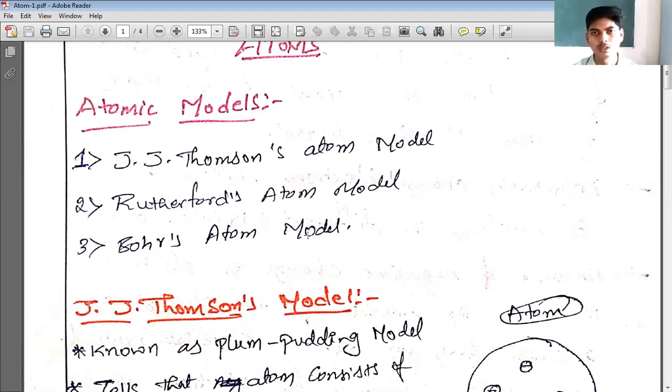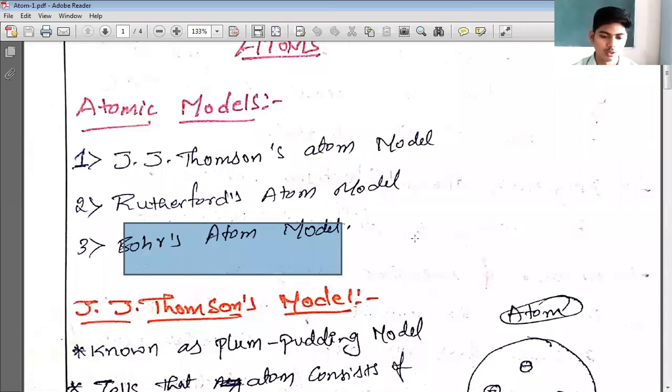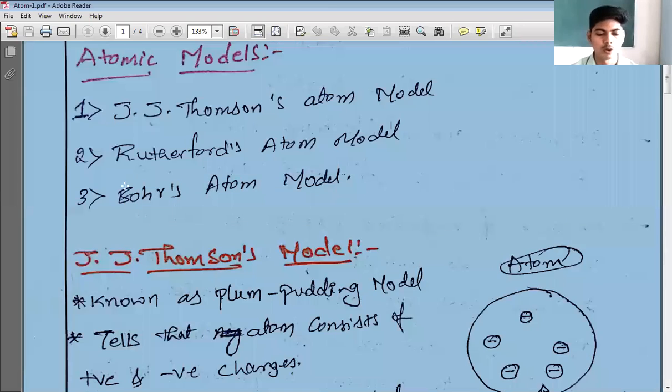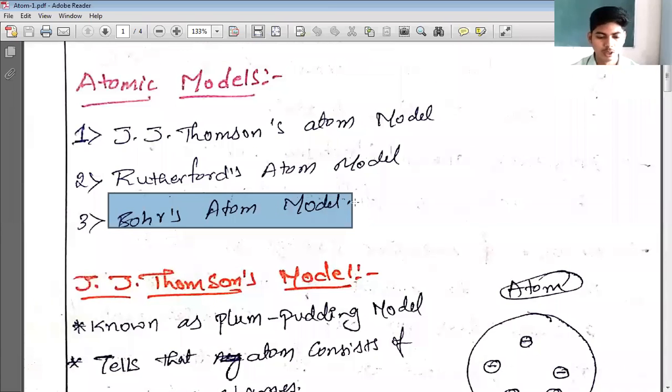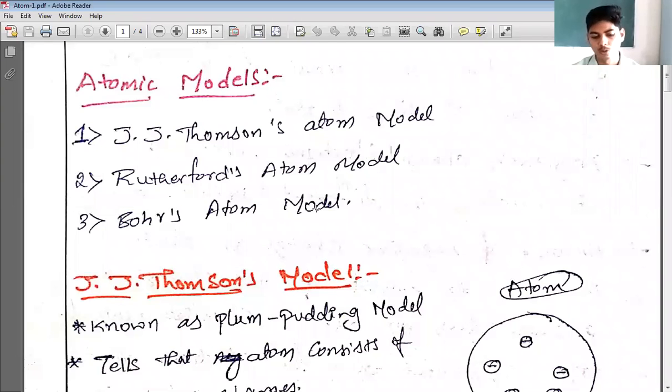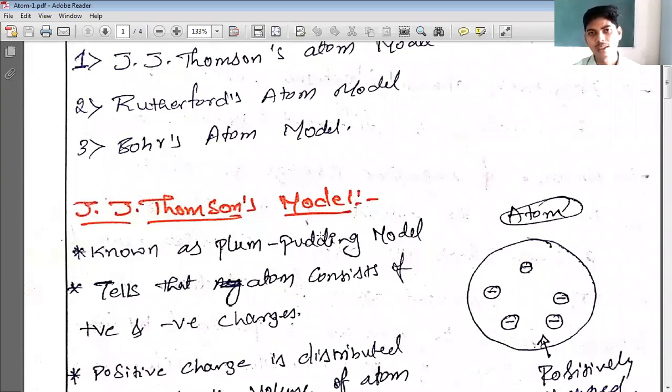There are some disadvantages or drawbacks of Bohr's atom model as well. Presently, the vector atom model is taken into account. But as far as our syllabus is concerned, we'll stick to Bohr's atom model. We'll assume that Bohr's atom model is almost true, or it gives the proper structure of an atom. So J.J. Thomson's atom model should be known, Rutherford's atom model should be known, and Bohr's atom model should be known. I have told you what is an atom.